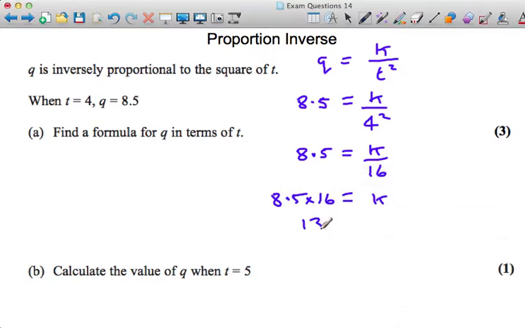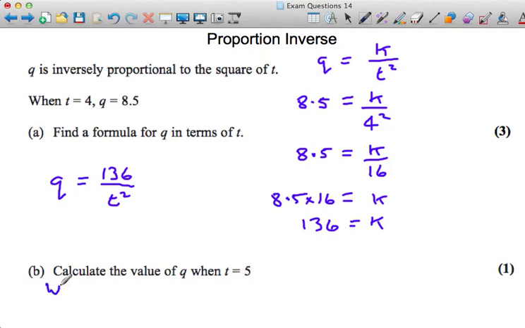So 136 is equal to K, which means I can now write this formula explicitly without using this unknown constant K. I can say Q is equal to, instead of K, I can write 136, because I know that's what K is now, over t squared. And that's the formula. Now calculate the value of Q when t is 5.